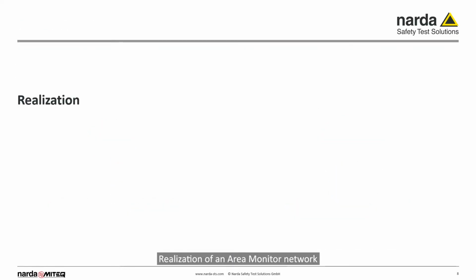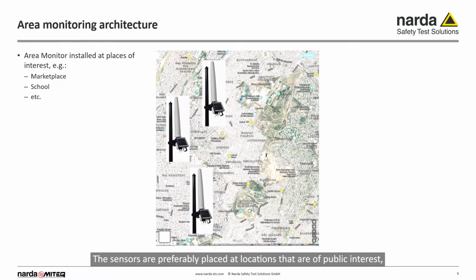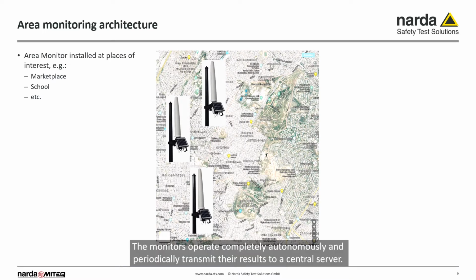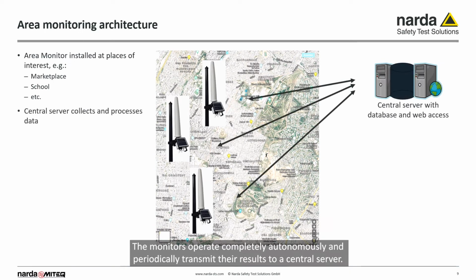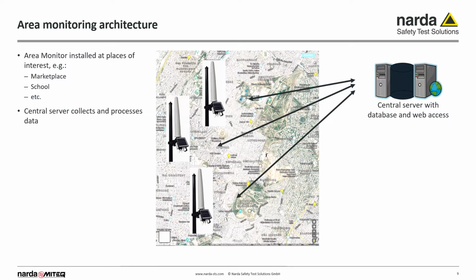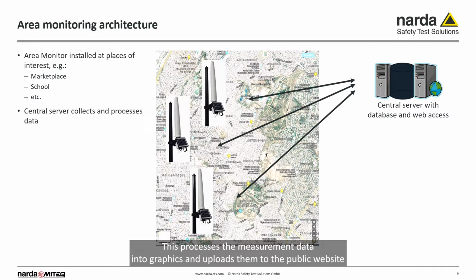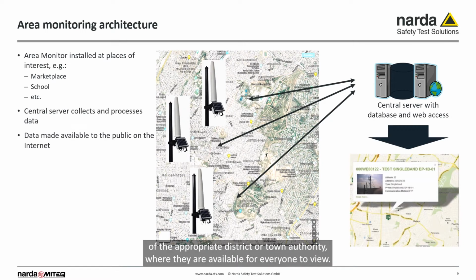Realization of an area monitor network. The sensors are preferably placed at locations that are of public interest, such as marketplaces, schools, kindergartens, retirement homes, and so on. The monitors operate completely autonomously and periodically transmit their results to a central server. This processes the measurement data into graphics and uploads them to the public website of the appropriate district or town authority, where they are available for everyone to view.